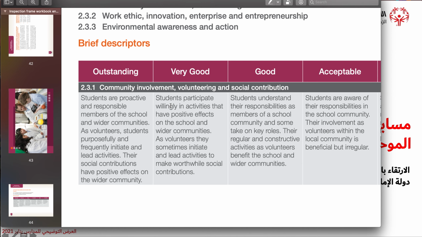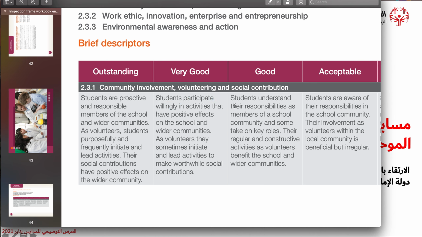So as you can see, there is a difference in here. Participates willingly in activities, which means that you are offering the activities and they are participating. There is a high level of participation. But here, they are proactive and responsible, which means that they are the ones who initiate any kind of initiative. They are the ones who are suggesting the new community service or the volunteering opportunities. But in here, they are participating willingly, which means that once they are offered the opportunity, they participate.